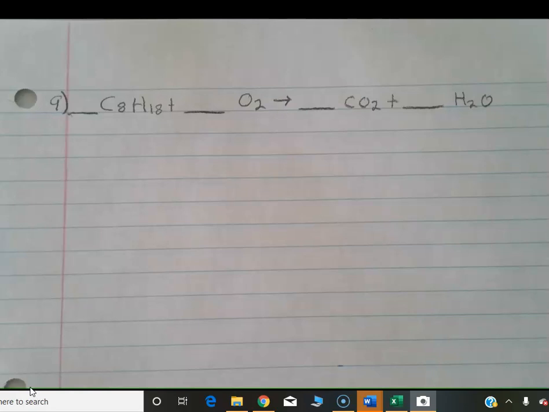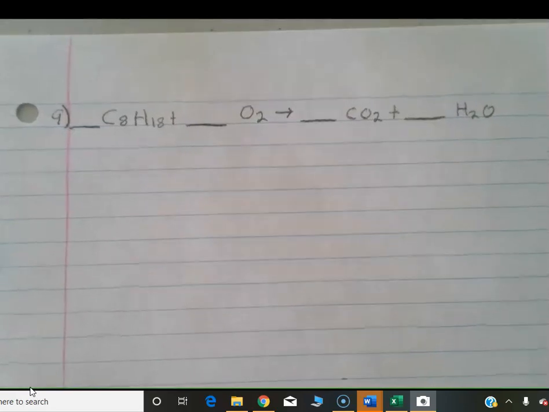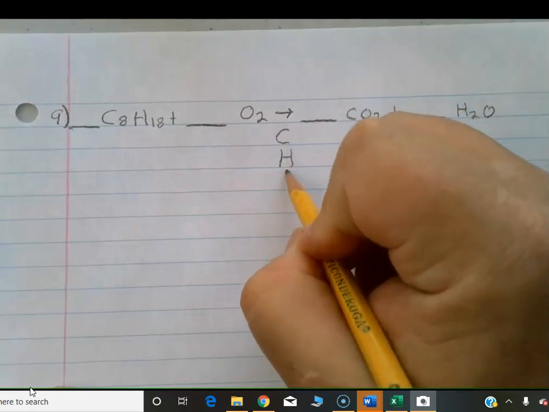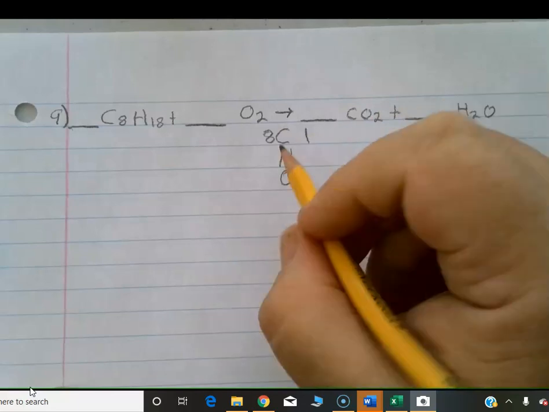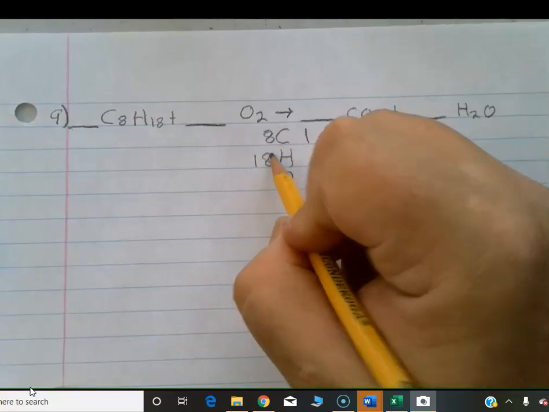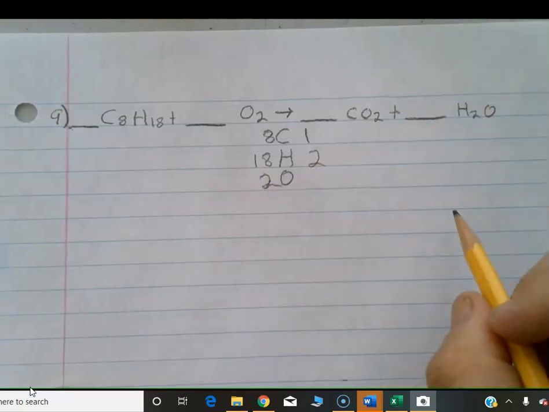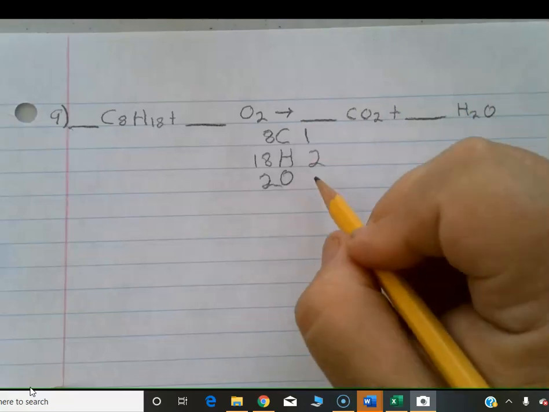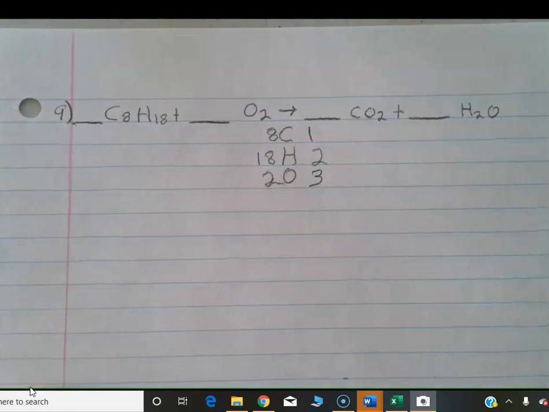Okay, I'm going to do this one the other way. You can do it the box method. It'll work, but you're going to draw a lot of boxes, a whole lot. So what I'm going to do is I'm going to simply do it my way. I get a C, an H, and an O. I have 8 here and 1 here. I have 18 here and I have 2 here. And then oxygens, I have 2 on this side. And watch this now. I have 2 here and 1 more there. So I have 3 on this side. Okay. All right. So where do we go with this?